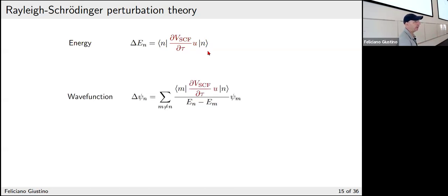From the same recipe of textbook perturbation theory, I can say that the change of the wave function can be evaluated by taking this matrix element between unperturbed states and my perturbation, divided by their energies, and multiplied by the wave function of the unperturbed system. So that allows me to understand how the wave functions are changing.